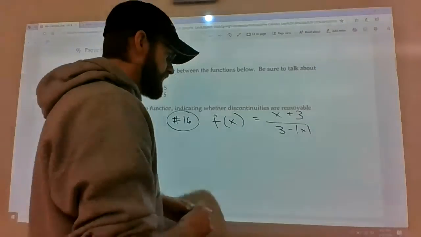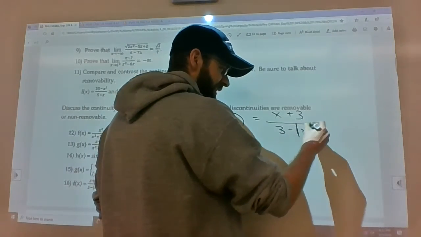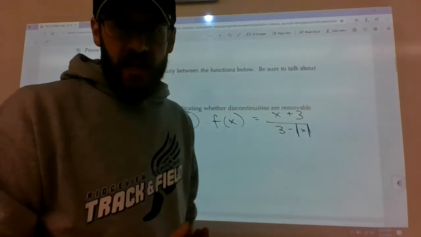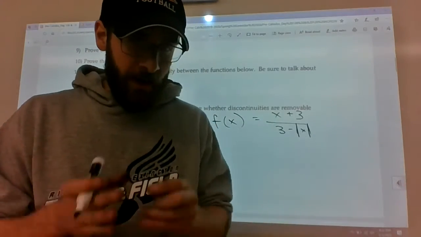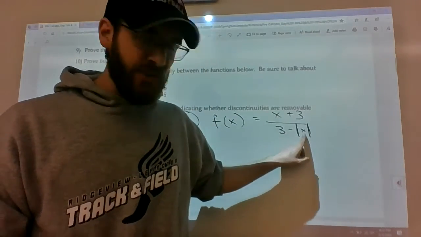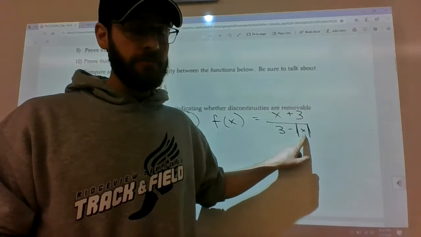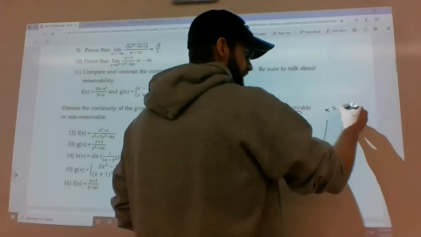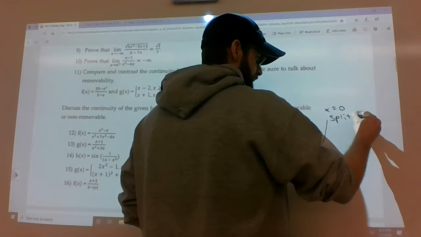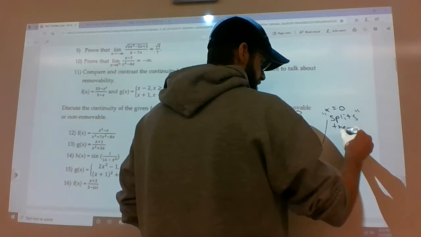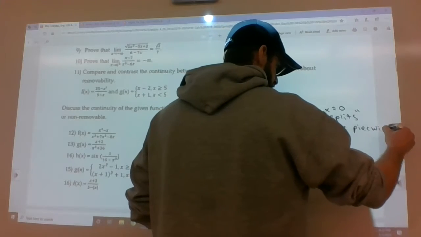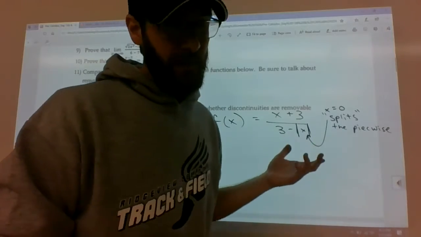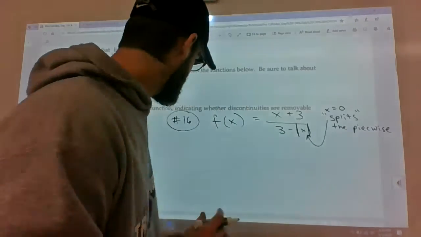So let's do that. Here's the deal. The absolute value is only encapsulating x, which means the only place the piecewise splits is at the place where the absolute value is 0. That would be x equals 0. So x equals 0 splits the piecewise. Not at 3 like we would think. 3 is not the issue. I mean, it's a domain issue, but we'll get to that.